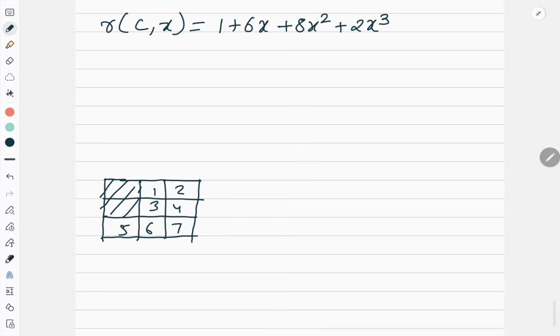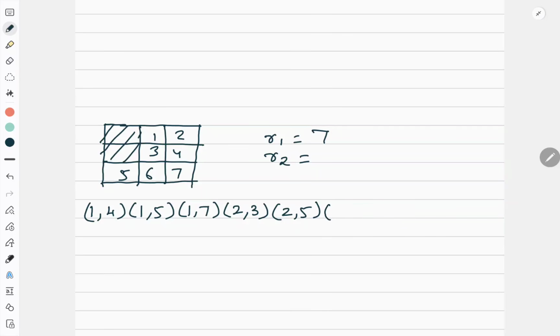Now look at one more board. Now here, what is R1? 7, because 7 positions are there. Now R2 you need to work out. Now 1 I cannot place with 2. I cannot place it with 3, but I can place it with 4. I can place it with 5. I cannot place it with 6, but I can place it with 7. Now start with 2. So 2 will go with 3. 2 will not go with 4, but 2 will go with 5. 2 will go with 6. 2 will not go with 7.